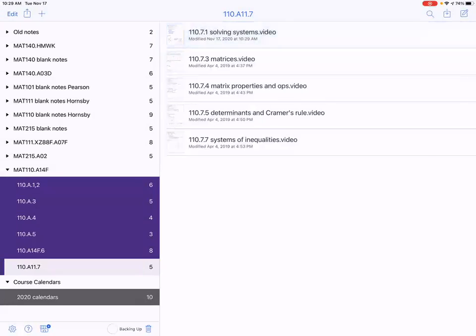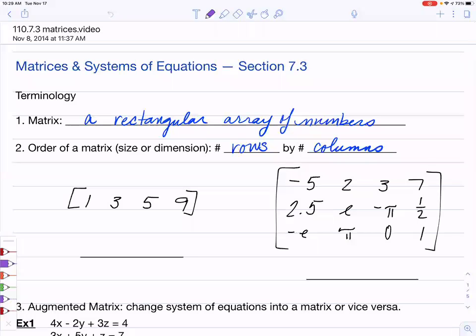Let's go to section 7.3. Okay, so the first thing that we're going to talk about here is the order of a matrix.